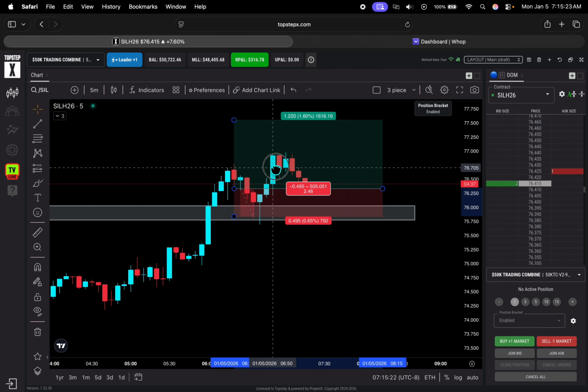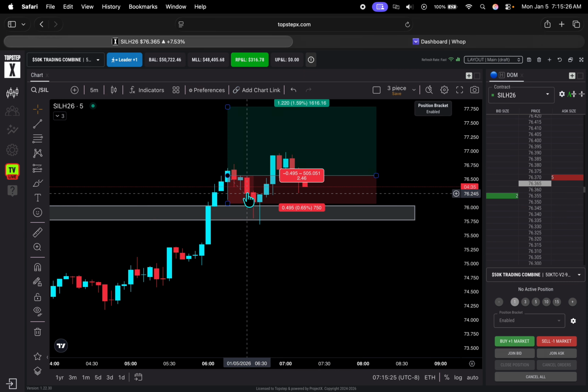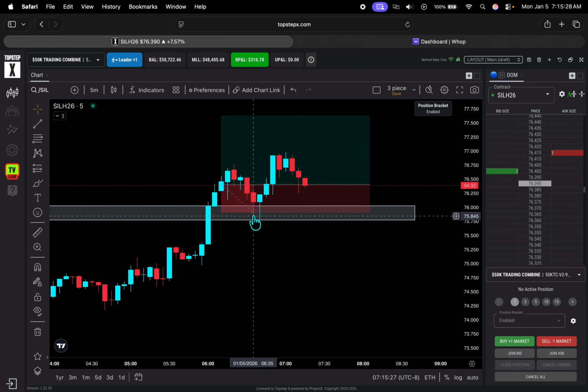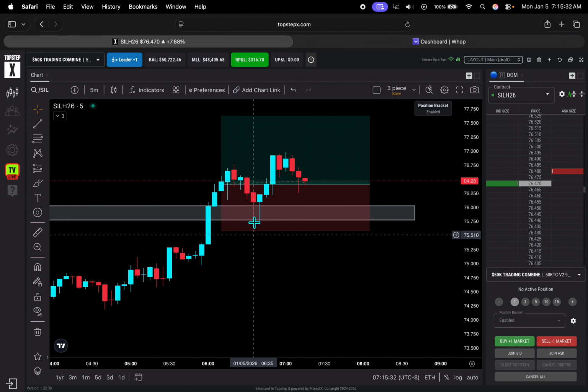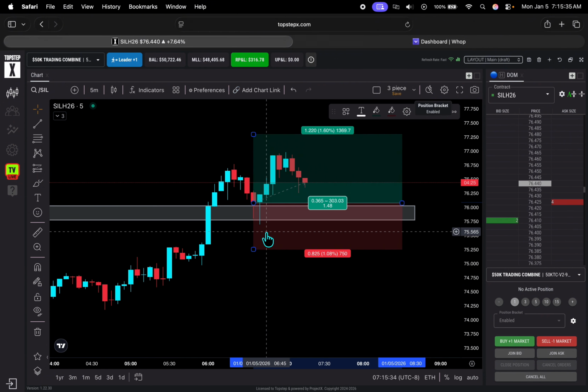Whereas if I did what most people do, which is entering when it's breaking out or trying to chase, again, guys, look at the stop. The stop is way bigger. You tend to lose more money. There's no reason to lose that much money. All you need to do actually is find a better entry.